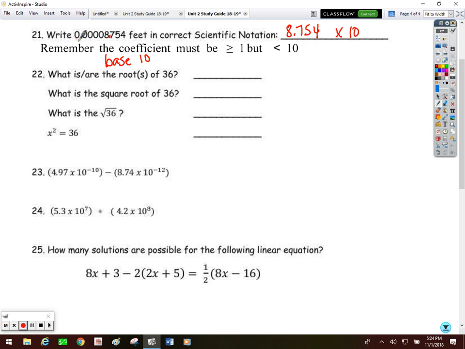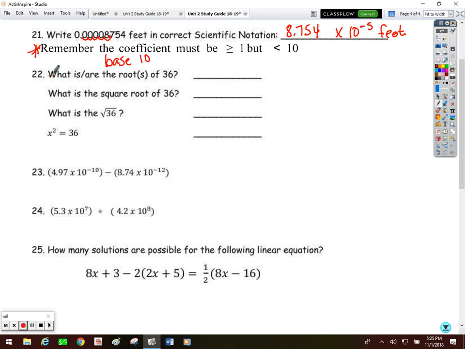Well, if I look over here, I notice this number is a very small number. It's less than 1, so I know my exponent is going to be a negative exponent. Now all I've got to do is count. How far is it from this decimal, where it started, to where I moved it to? If I count 1, 2, 3, 4, 5. So my number is 8.754 times 10 to the negative 5th feet. Alright, so that's scientific notation. Just remember this rule and you'll be fine. Base 10, coefficient greater than or equal to 1 but less than 10.